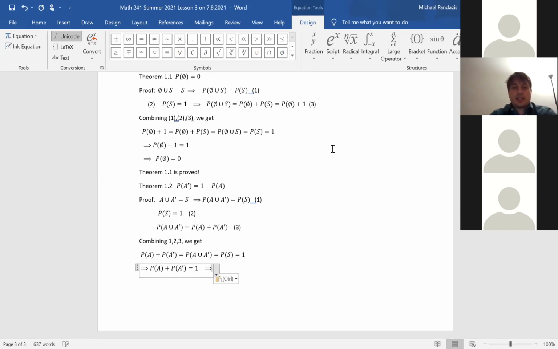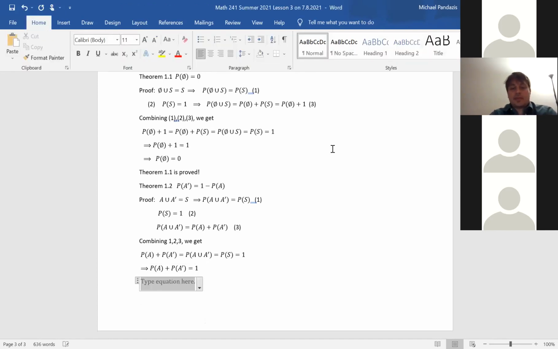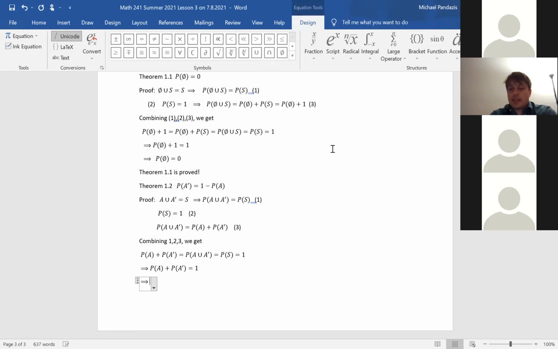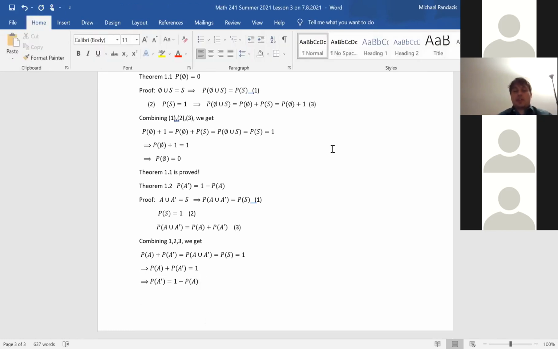And that implies that P of A prime is equal to 1 minus P of A. That's just solving an equation normally, right? So you just subtract P of A, which is a number, on both sides. And you get P of A prime is equal to 1 minus P of A. Okay, and so we just proved that P of A prime is equal to 1 minus P of A.